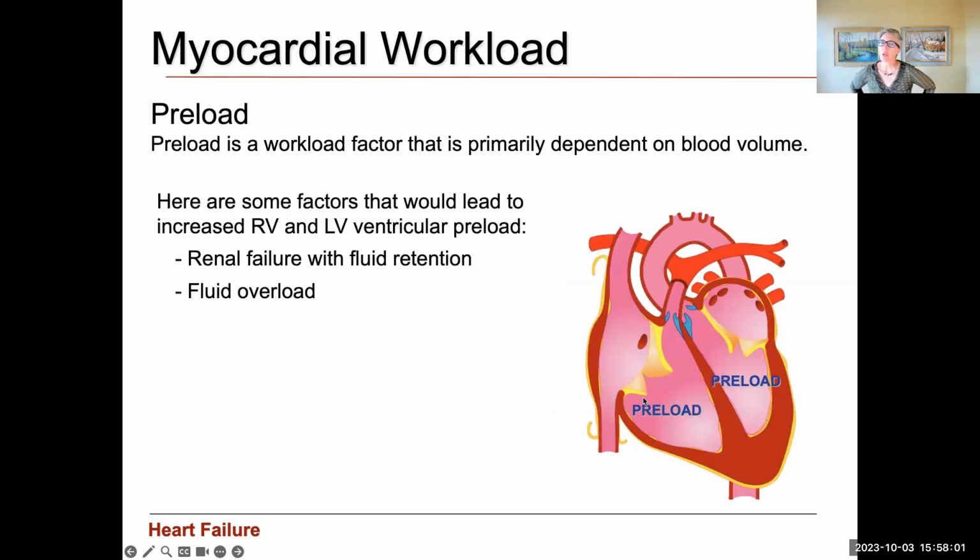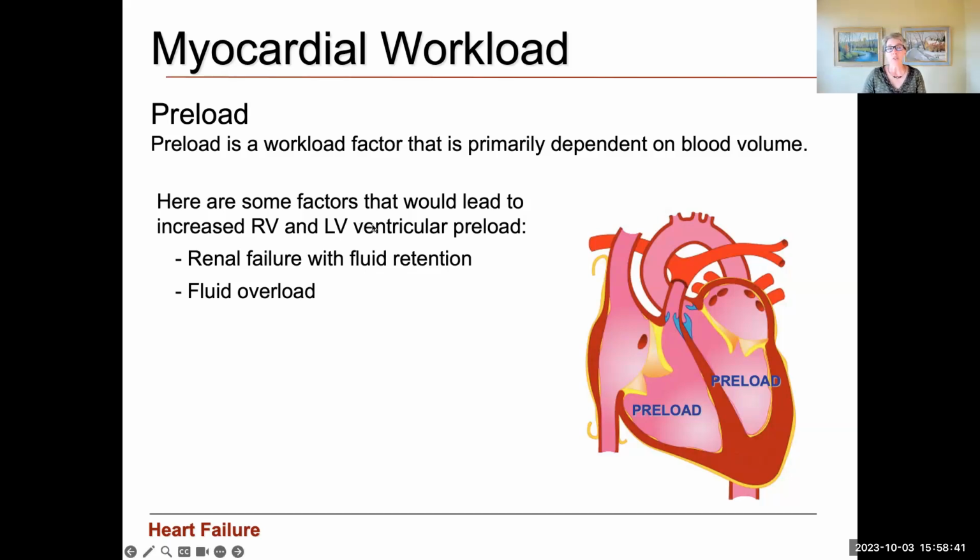So when you think about preload as a clinical nurse, you need to be thinking about preload as a workload measure or factor that is primarily dependent on blood volume. So if blood volume goes up, that means there's more volume returning to the heart. It dilates the ventricles more and packs more volume in there, and preload goes up, okay? So we don't worry so much about low preload unless a patient is so dehydrated, the heart's not getting enough volume. But increased preload is an important part of our pathophysiology of heart failure and other problems.